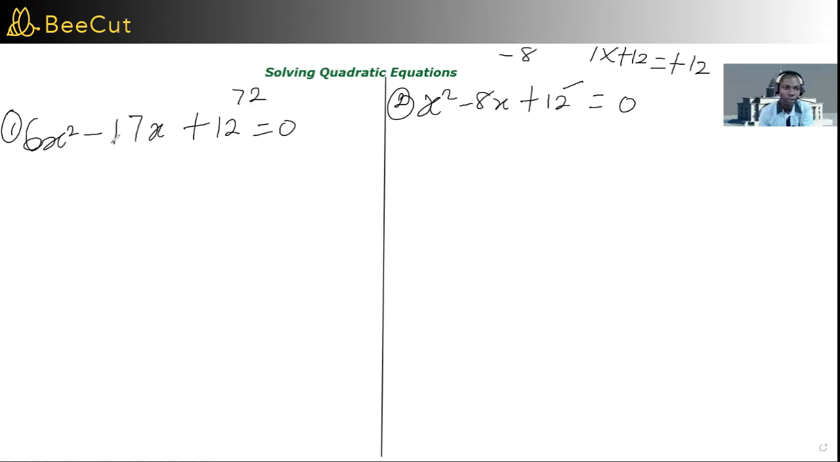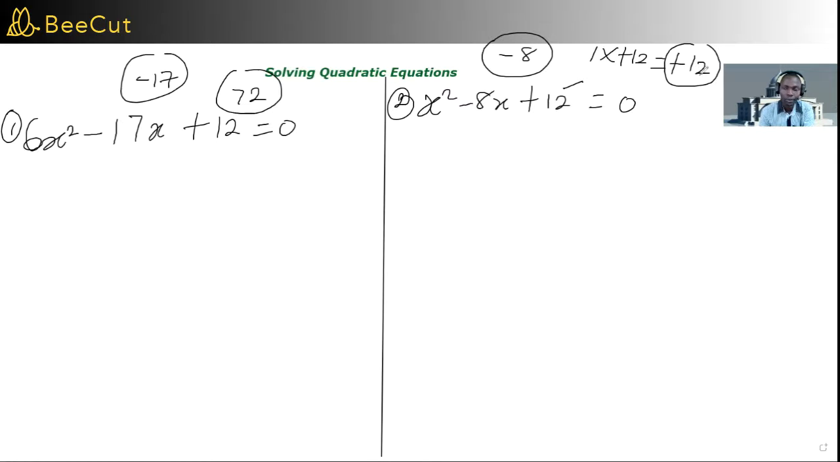Times 12 is 72, and the middle number here is negative 17. So it now depends. You're looking for 2 numbers to multiply to give you this, and to add to give you the middle one. The same way, 2 numbers to multiply to give you this, to add to give you the middle one. Okay. Let's look at it.